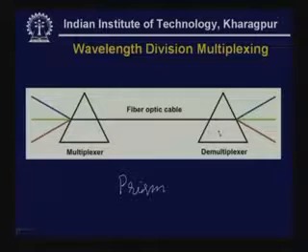So, this is a very simple example which shows how wavelength division multiplexing can be done, how the different light signals can be combined and then sent through a single optical fiber, and again separated out at the other end with the help of a prism. Somewhat similar devices can be used in practice in wavelength division multiplexing.